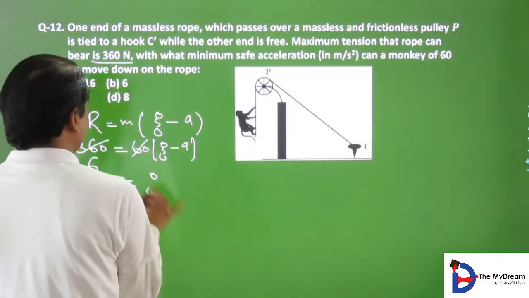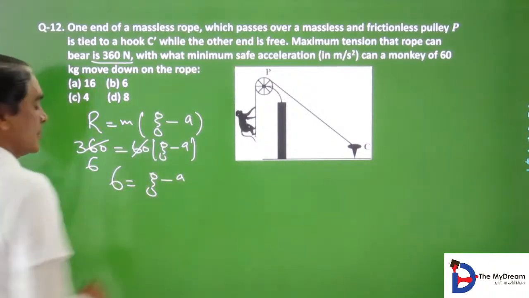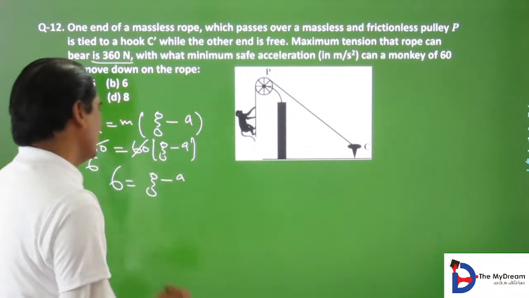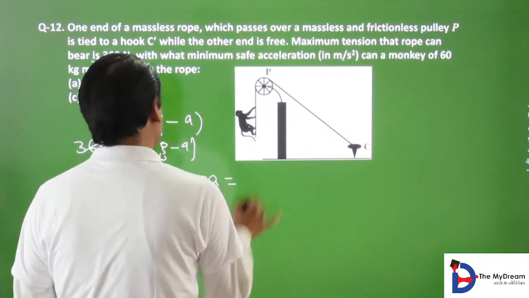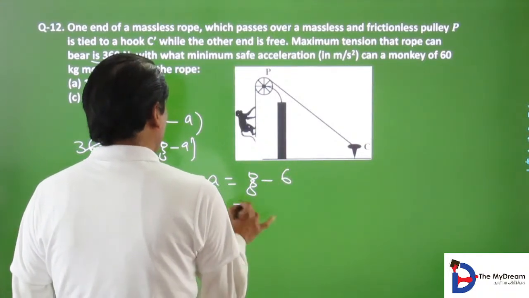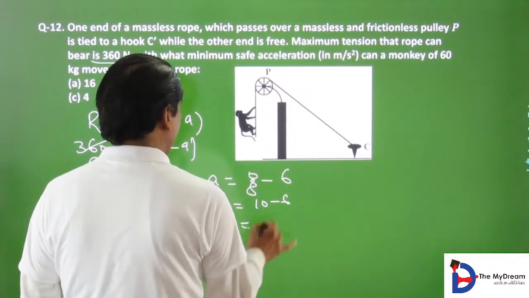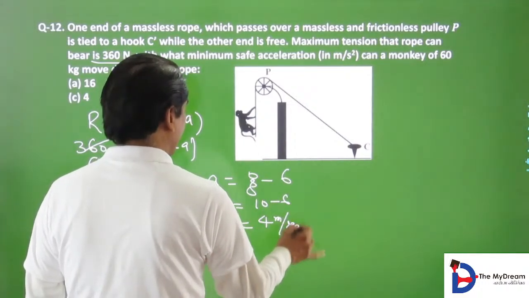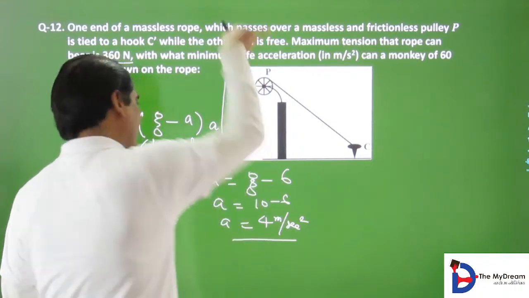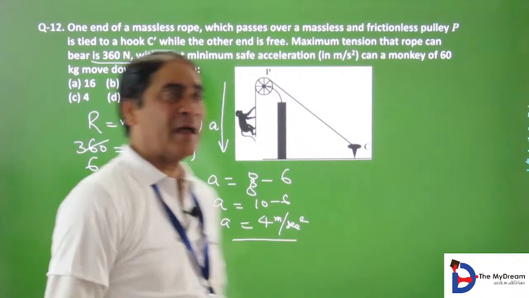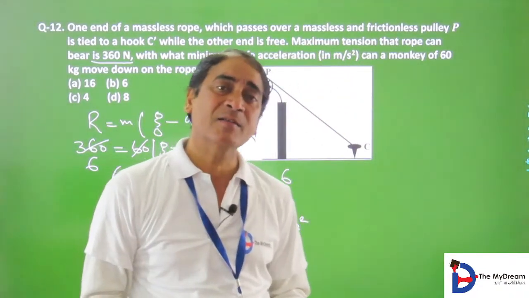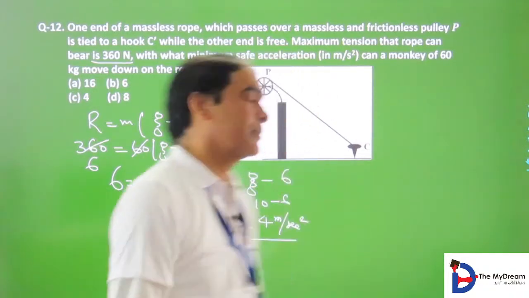G minus A is equal to 6. Here you can take the value of G, that is 10. So A is equal to G minus 6, which is 10 minus 6, which gives 4 meter per second squared. As the monkey is moving downward with the acceleration A, the apparent weight decreases. Apparent weight is lesser than the actual weight.